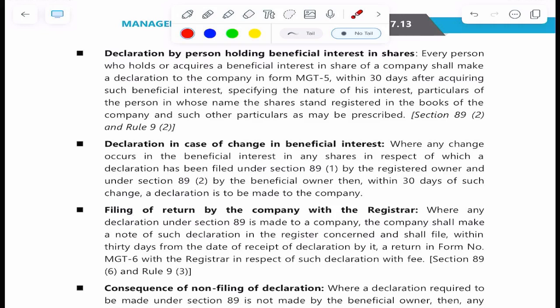Filing of return by the company with the registrar. Wherein the declaration under Section 89 is made to the company, the company shall make a note of such declaration in the register concerned and shall file within 30 days from the date of receipt of the declaration by it a return in form number MGT6 with the registrar in respect of such declaration, per Section 89(6) and Rule 9(3).